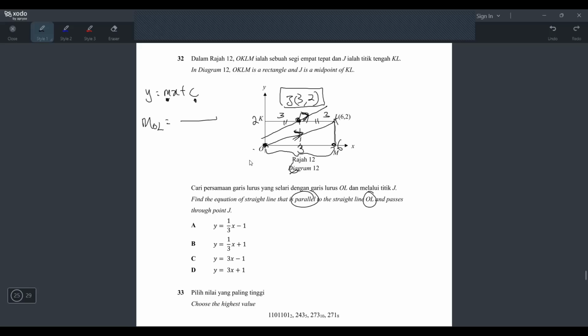Point L is (6, 2). Point O is (0, 0). So your gradient formula is (y minus y) over (x minus x). So it will be 2 minus 0 over 6 minus 0, which is 1 over 3. So when you put it in, it will be y equals 1 over 3x plus c.